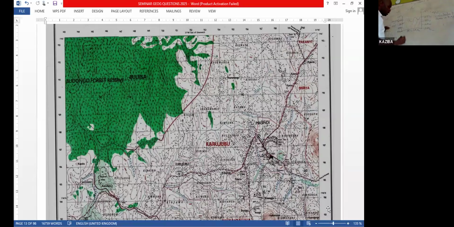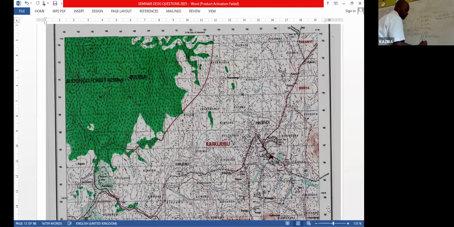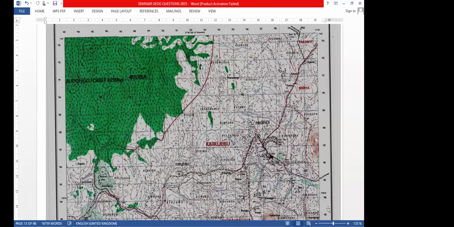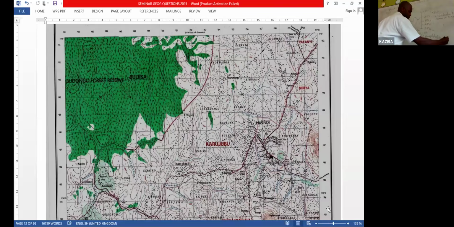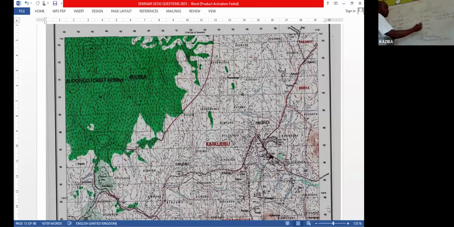Now, they tell you to calculate one, the vertical exaggeration. They tell you to calculate two, the amplitude, the vertical interval. Then they tell you to calculate three, the gradient of the cross section. So what you do, can you listen? To calculate the vertical exaggeration, the formula is vertical scale over horizontal scale.